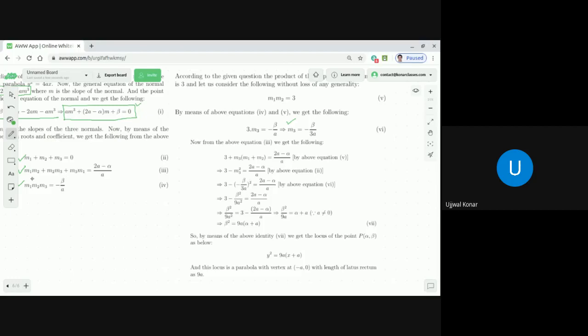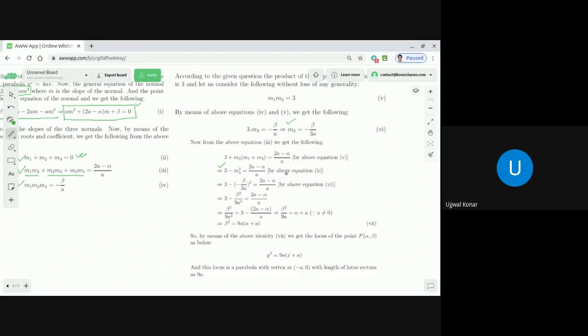So m1, m2 we already wrote 3, so this is already 3. And m2, m3 plus m3, m1, we take m3 common and we get m1 plus m2. Okay. And then what we get on the right hand side? 2a minus alpha by a. Then what is m1 plus m2? m1 plus m2 we know is minus m3, as you see in the first equation. So we get 3 minus m3 square is equal to 2a minus alpha by a.